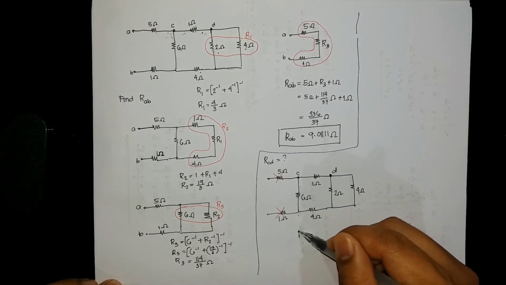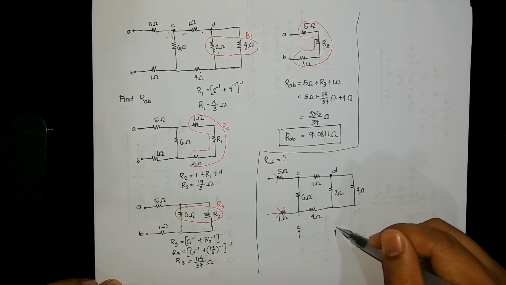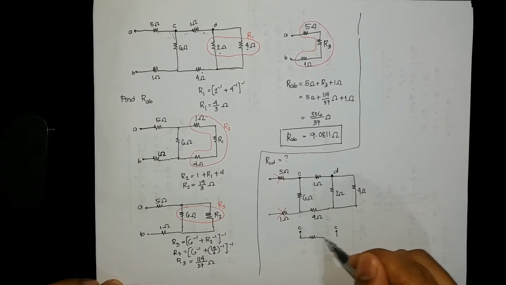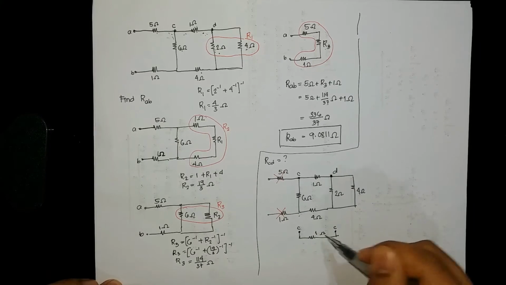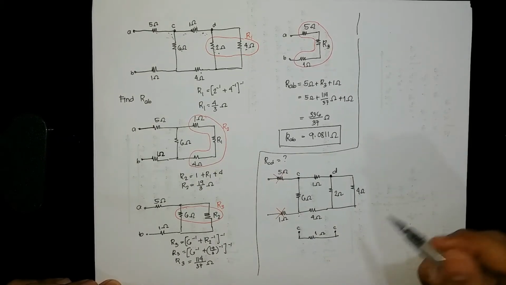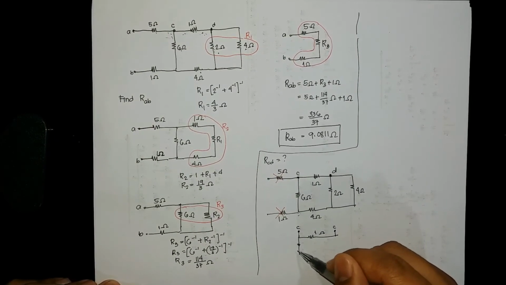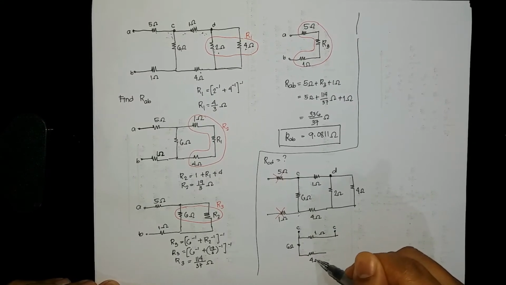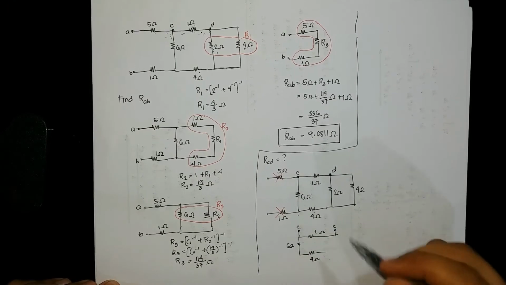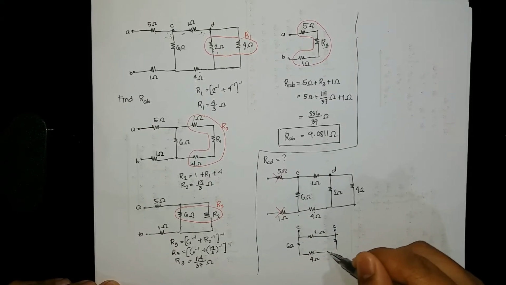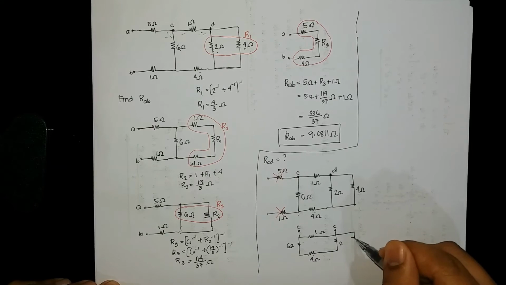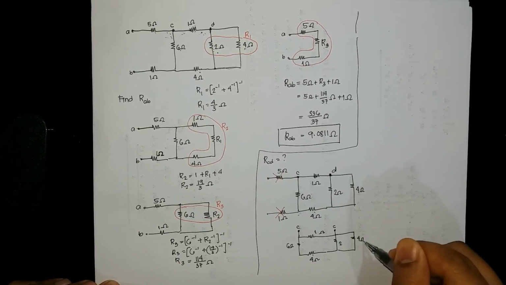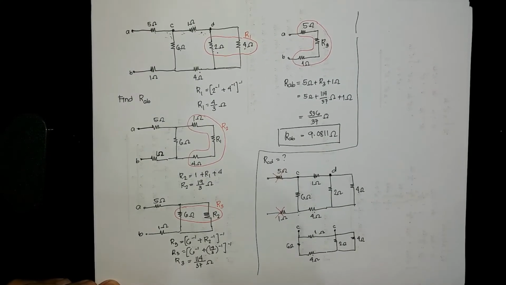So, you can extend actually the terminal C. Then you have this 1 ohm. Then you have this 6 ohms here. You have your 4 ohms. Then you have your 2 ohms, and connected in parallel with this one. So, which one can be simplified first? Yes, you can have it in series.